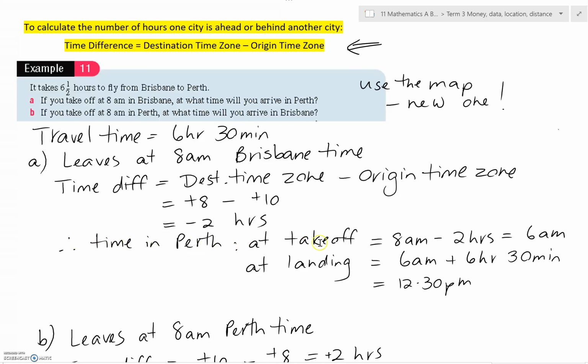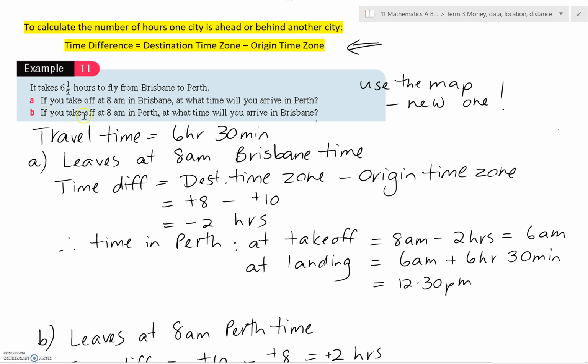So the time in Perth at takeoff would have been 8 o'clock minus the 2 hours, so 6 a.m. Therefore, the landing time in Perth would have been 6 a.m. plus the 6.5 hours travel time, or 12:30 p.m. So either way would work for this. That's just one possible way to do it. So any problems with that, please let me know.